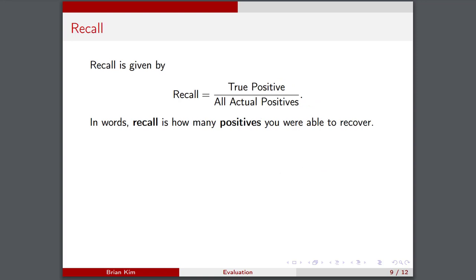And then also there's recall. Right? So recall is given by true positives over all actual positives. Basically, in the world out there, there's just the actual number of positives there are, and recall is just how many of those you were able to recover. Basically, how effective were you at getting all of those positives?